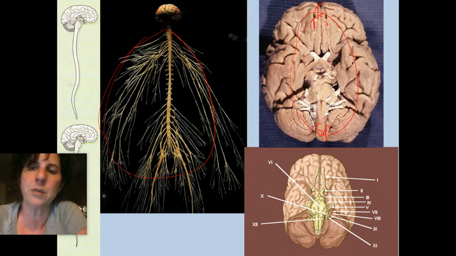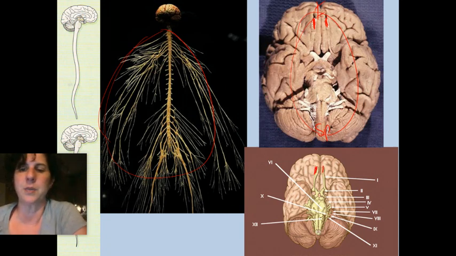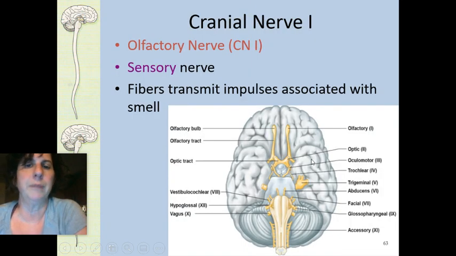So we're going to start with number 1, and they're all in pairs, by the way. When I say number 1, there's actually 2 of each because they're in pairs. But the first one here and here is our olfactory. That's what we're going to start with, and then we're going to work through them in order. All right, first one, olfactory.